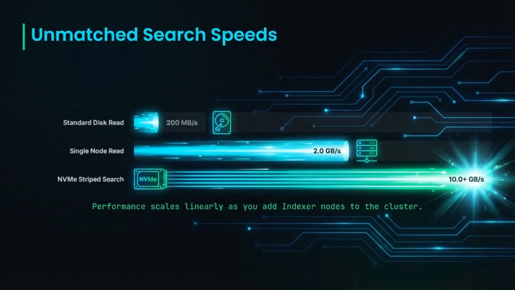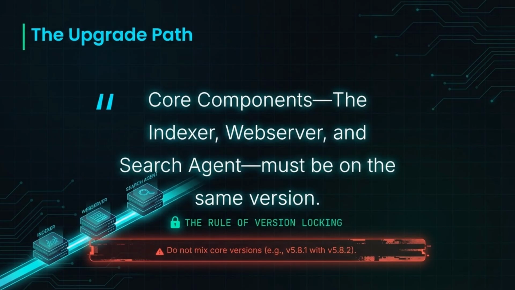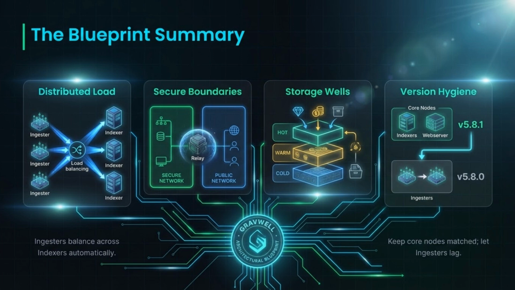The next section of this video discusses the deployment and maintenance considerations. We will now cover the specific hardware and operating system requirements for running Gravwell. This information is essential for proper system sizing and performance planning. Understanding these prerequisites ensures a smooth deployment and operation of the Gravwell cluster. Careful attention to hardware and OS compatibility will maximize system stability.